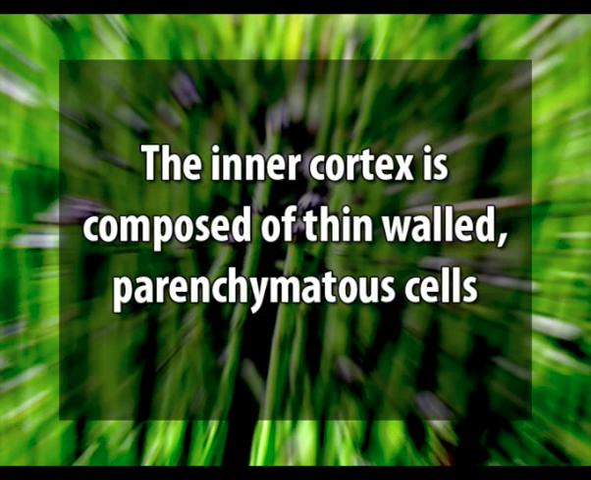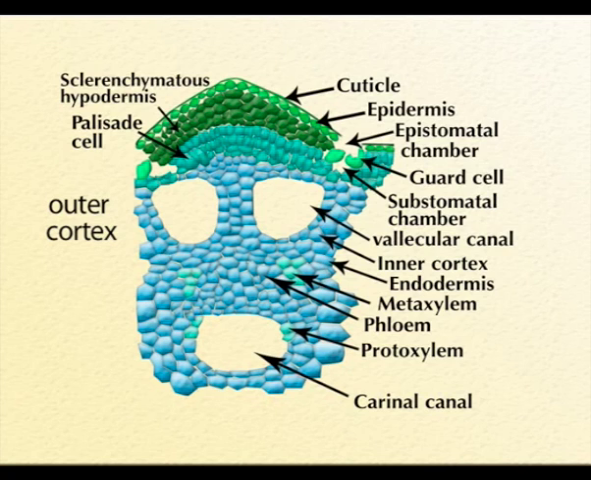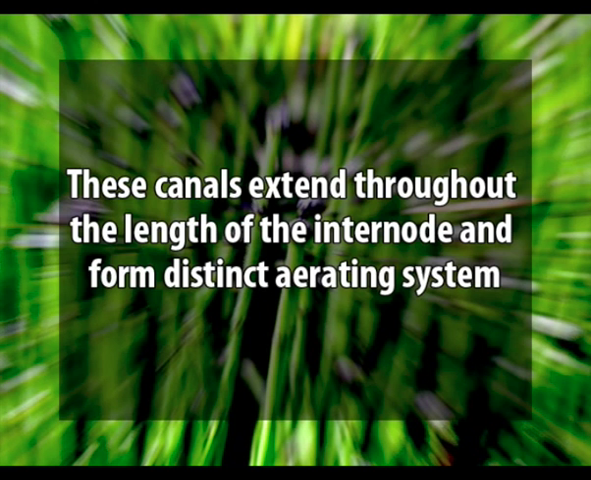The inner cortex is composed of thin-walled parenchymatous cells. It has large schizolysigenous canals known as vallecular canals below the ridges. These canals extend throughout the length of the internode and form a distinct aerating system.